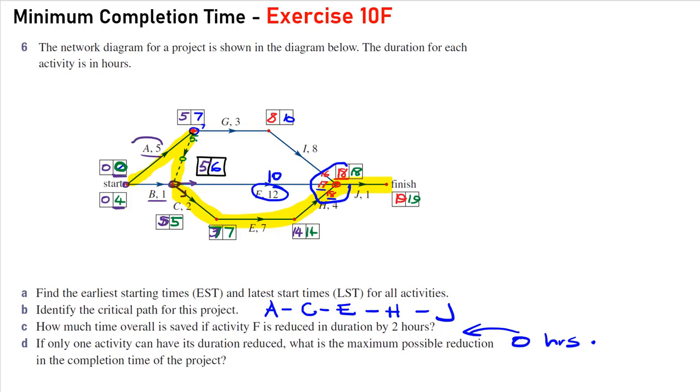If we somehow reduced activity A, it's the only one in this project we can reduce. And we can reduce it by 4 hours before this would become the critical path. If we reduce that by 4 hours, we'd get 2 critical paths in this project. So it would be activity A, and we would reduce it by 4 hours. That's a pretty challenging question.